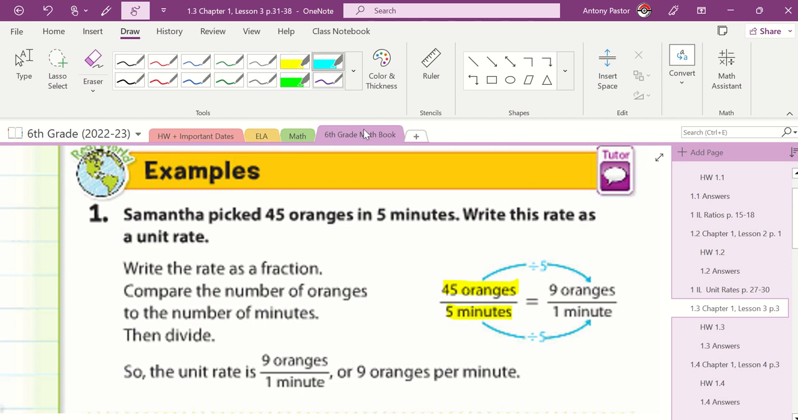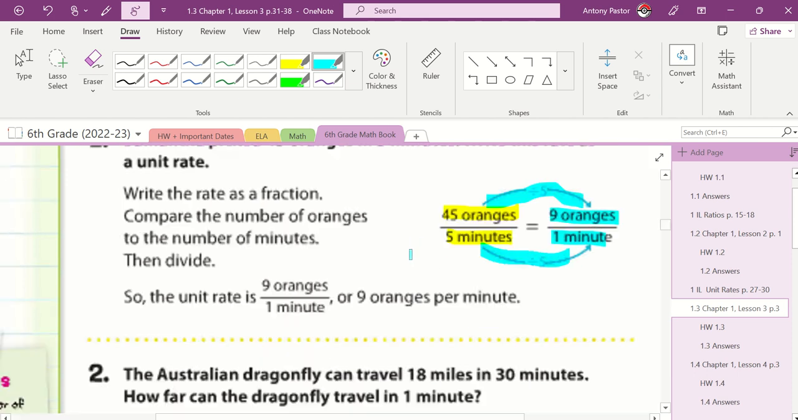We want to find out the unit rate, so I'm going to divide 5 by 5. That will give me 1. 45 divided by 5 will give me 9. Therefore, her unit rate is she can pick 9 oranges per minute. And that's all there is to that. Now let's look at an example where it's not that simple.